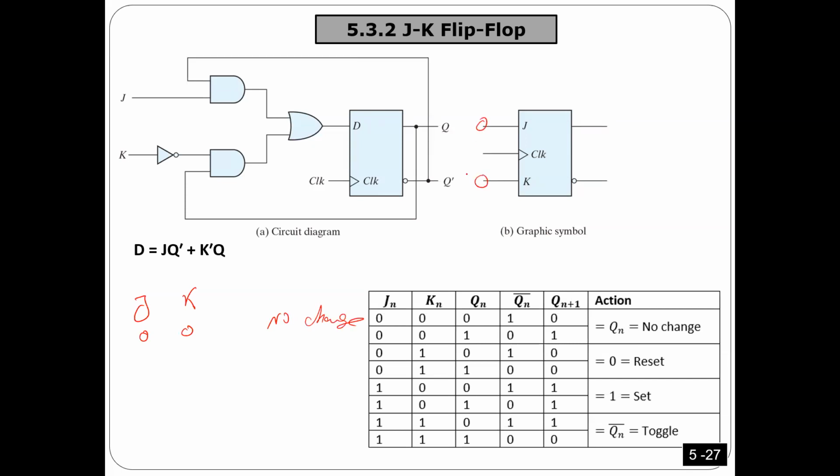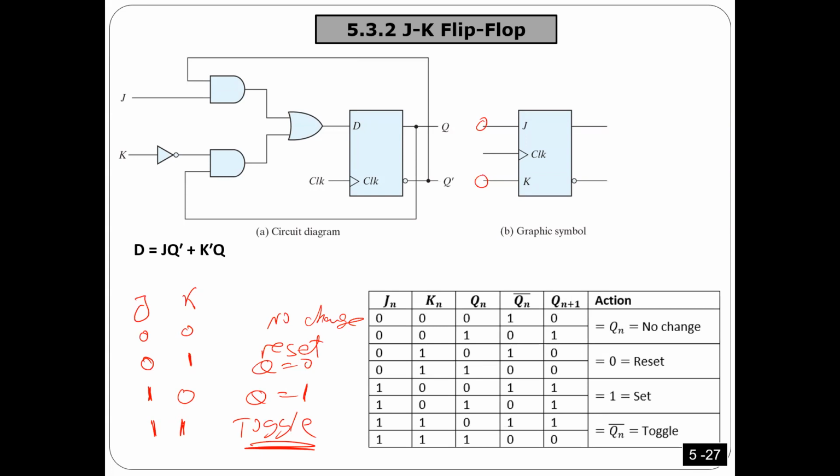Okay, so even when the clock comes, no change. At the clock, no change. Okay, this is the action. These are the actions that will be taken at the clock, at the rising edges or falling edges. Okay, 0, 0, no change. But when K is 1, so actually it's going to be reset. So that means Q is equal to 0. When J is 1, so actually Q is equal to 1. You are doing a set. When it is 1, 1, you are doing a toggle or flip.